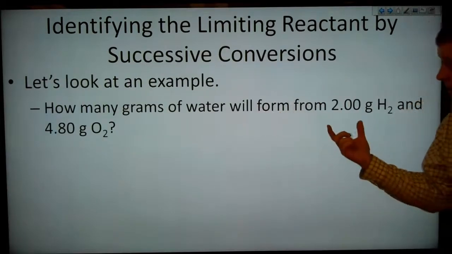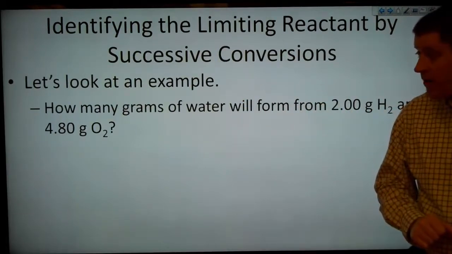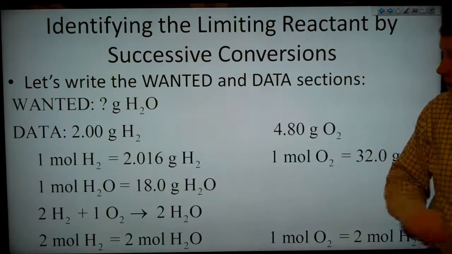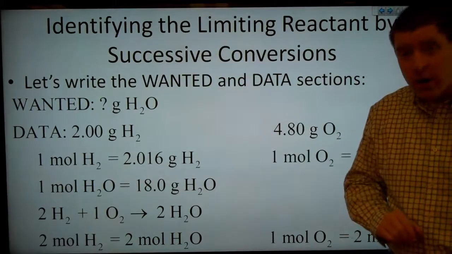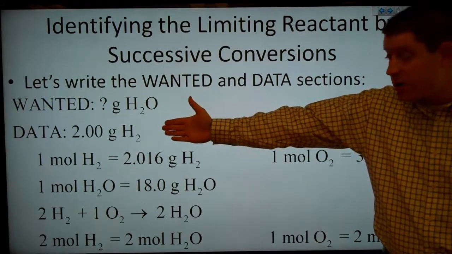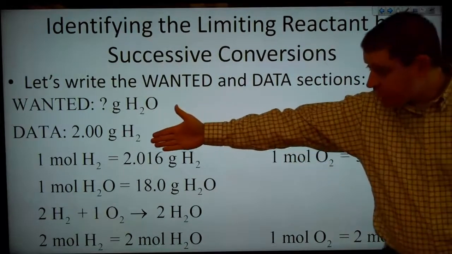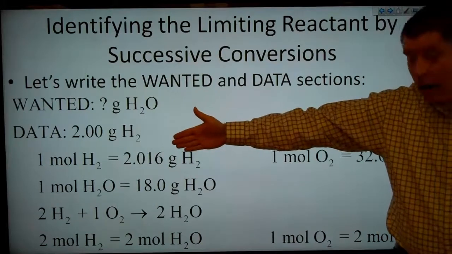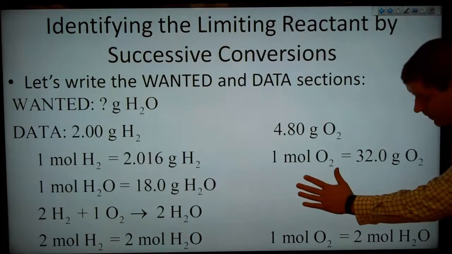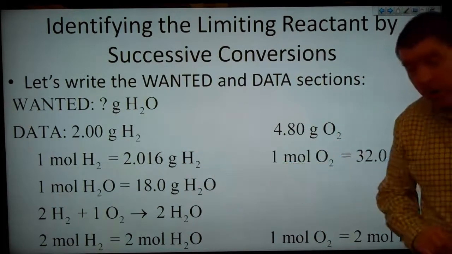How many grams of water will form from 2.00 grams of hydrogen and 4.80 grams of oxygen? Let's write the wanted and data sections. We want mass of water, so we have grams of H2O. We know that we started with 2.00 grams of hydrogen and 4.80 grams of oxygen. We know that the molar mass of hydrogen is 2.016 grams per mole. We know the molar mass of oxygen is 32.0 grams per mole. We know the molar mass of water is 18.0 grams per mole.